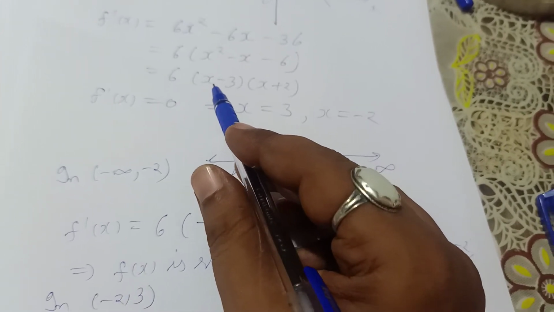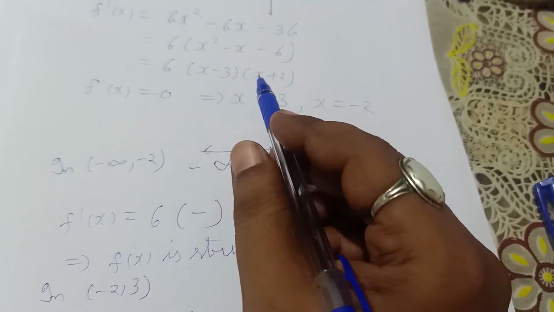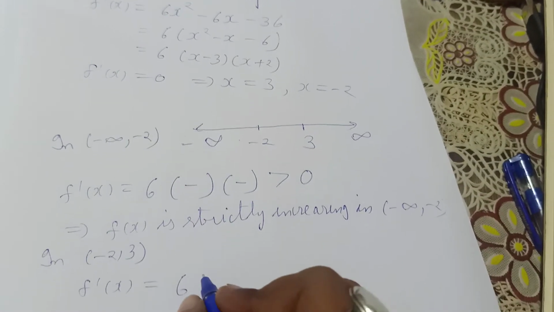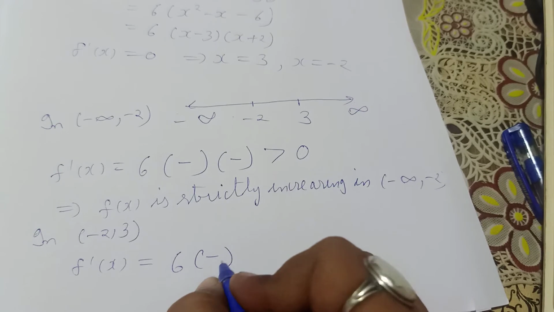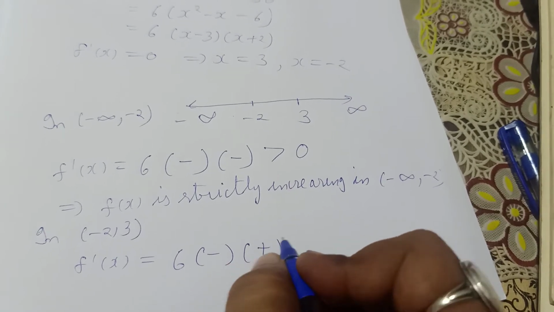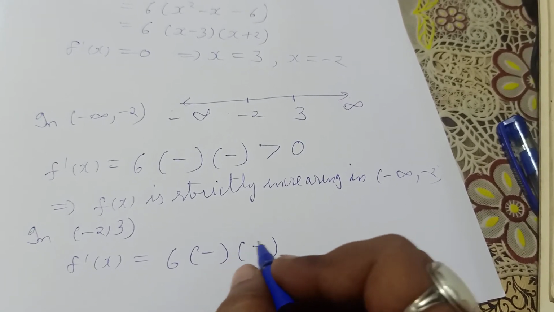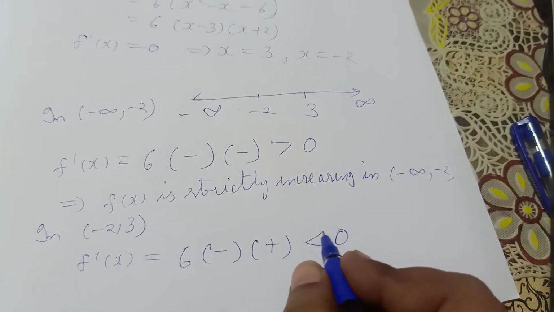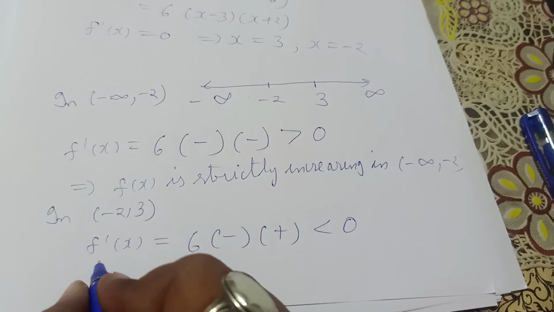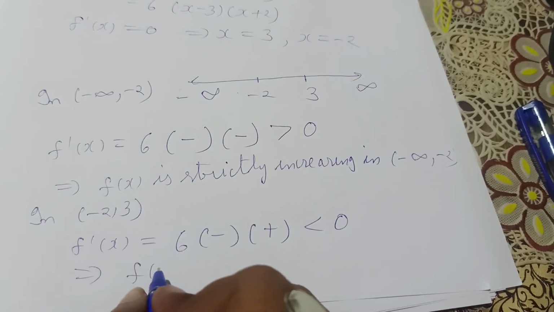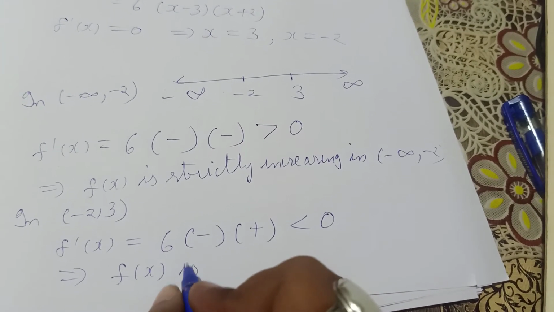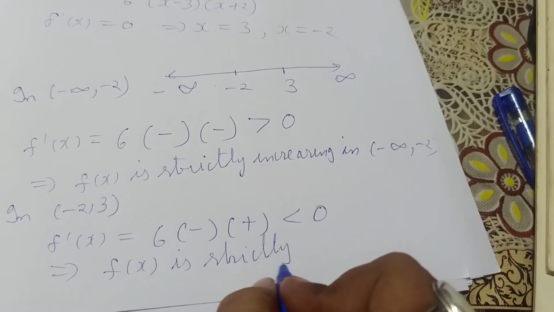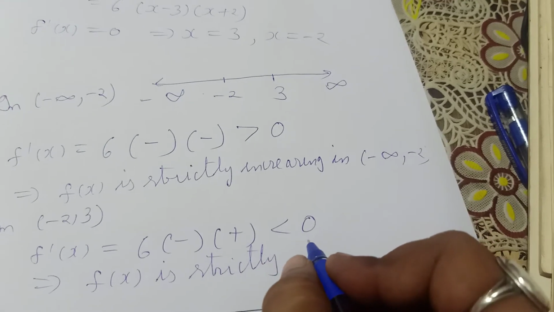Then we see 0 minus 3 is a negative quantity and 0 plus 2 is a positive quantity. So after 6 we have one negative quantity and one positive quantity. So in total we will get a negative quantity. So f dash is negative in the interval. This implies f of x is strictly decreasing.